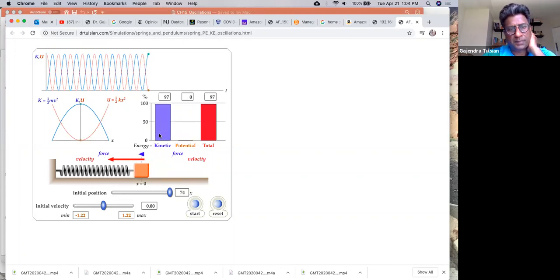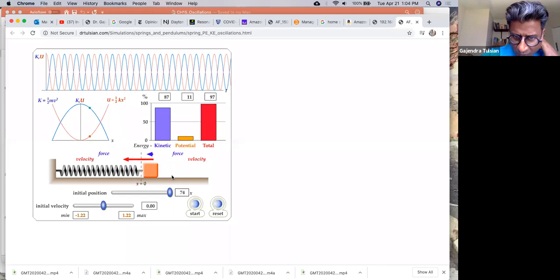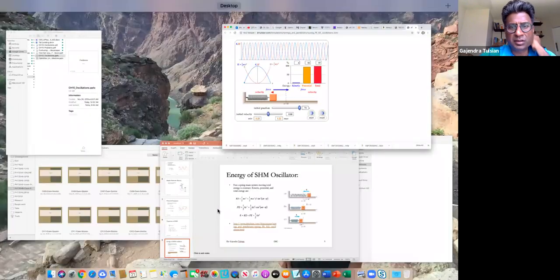So you see energy is going back and forth from kinetic to potential. But the sum of the two, which is the total energy, is constant. Okay, so that's true in a frictionless system. The sum of kinetic and potential energy will be constant. And that's what we'll see in this slide.